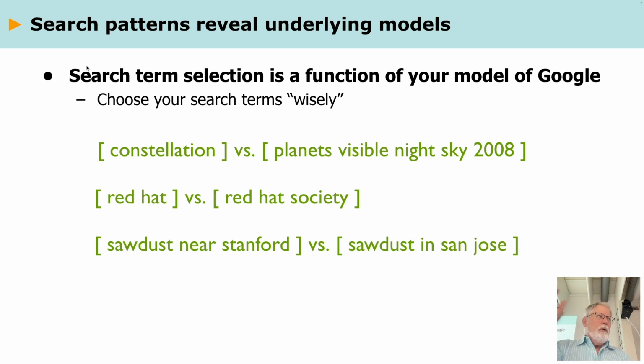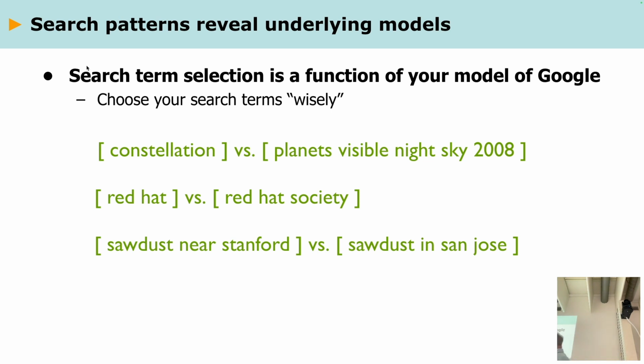When we identified these 6 different domain areas, what we said was that when you see people doing searches like this for a constellation versus planets invisible in the night sky, or Red Hat versus Red Hat Society, or sawdust near Stanford, right? So we see these things. There's a lot of hidden knowledge in each of these queries.